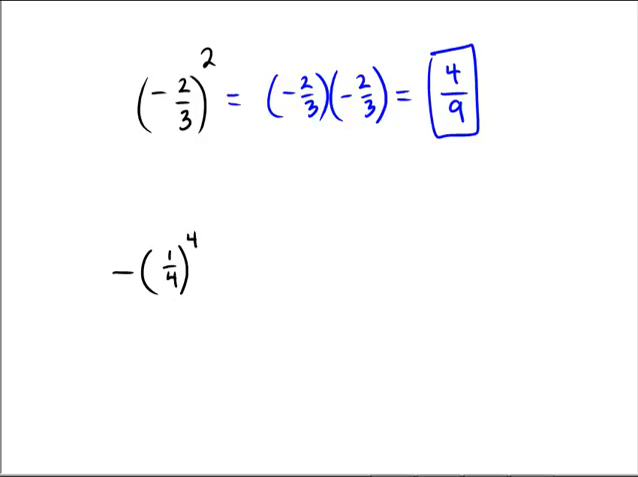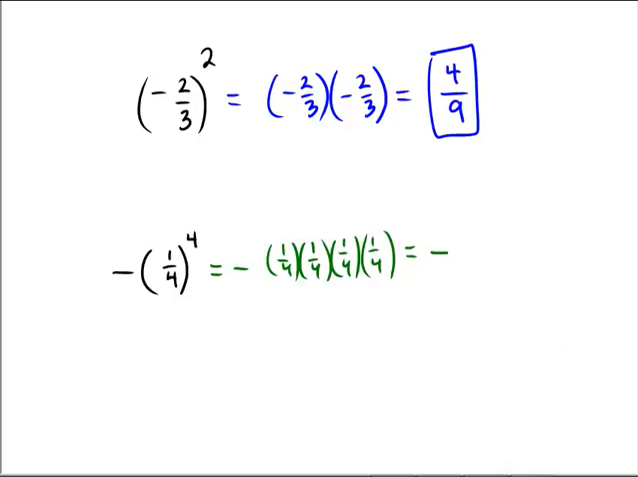Second example, sneaky. This one's got a negative sign not in the parentheses, and then it has 1/4 times 1/4 times 1/4 times 1/4. So lots of copies of 4s in there. Since there is a single negative sign, that means the final result will certainly be a negative number.